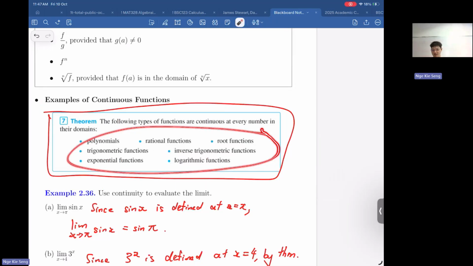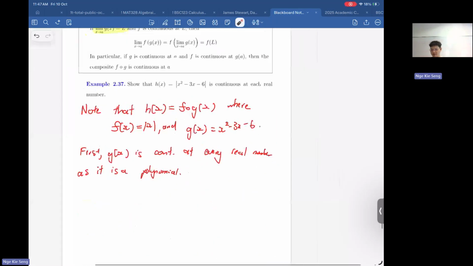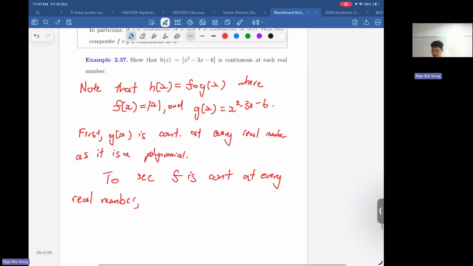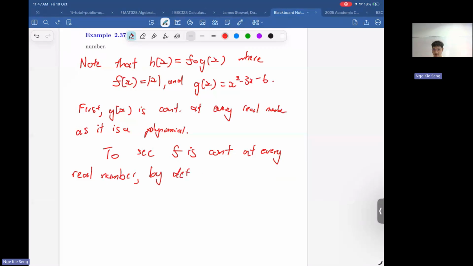Okay. But we know that this piecewise function here is actually built by two polynomial functions, if you still remember. So to see that f is continuous at every real number, let's write down the definition first. By definition of f, you send x to x when x is greater than or equal to 0, and minus x when x is less than 0.